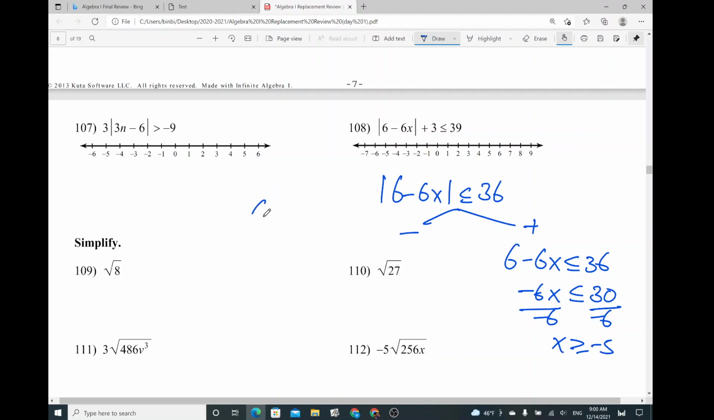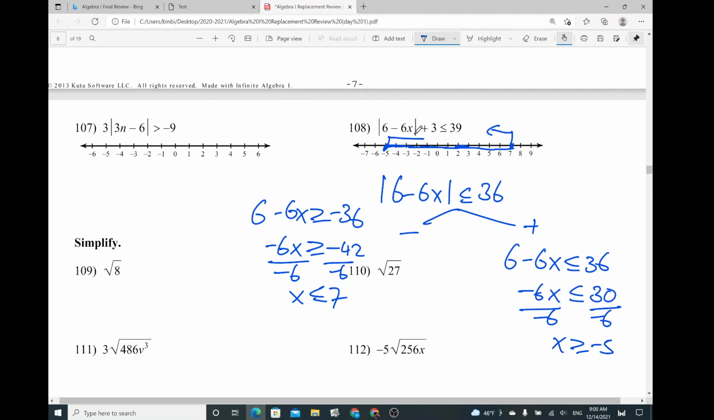And then for the negative, so 6 minus 6x. This time, you need to flip the sign, greater than or equal to, and also you want to convert the constant to its negative. Subtract 6 both sides, so we do have negative 6x is greater than or equal to negative 42. And then divide by negative 6. So x is less than or equal to 7. So one is greater than or equal to negative 5, going this way. The other one is less than or equal to 7, going back to the left. So eventually they're going to be intersecting, because one is coming to the left and the other one is coming to the right.